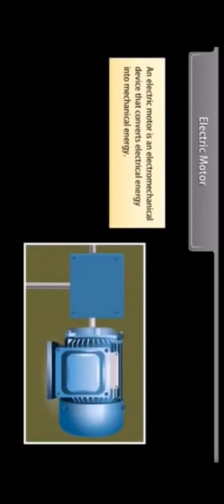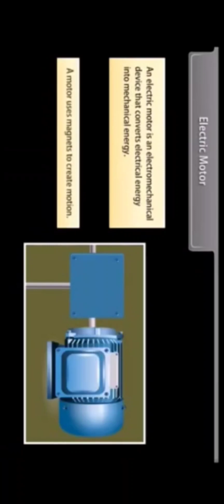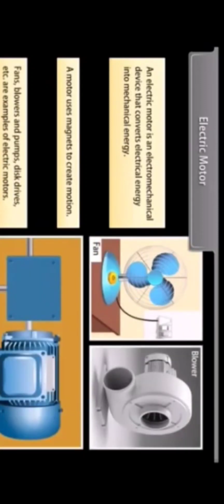Electric motor. An electric motor is an electromechanical device. It converts electrical energy into mechanical energy. Let us look at how electric motors work. A motor uses magnets to create motion. Inside an electric motor, the attracting and repelling forces of a magnet create rotational motion. Fans, blowers, and pumps, disc drivers, etc. are some examples of electric motors.